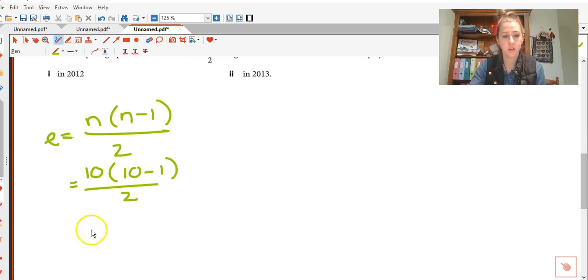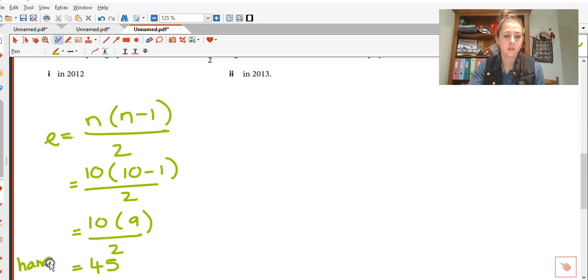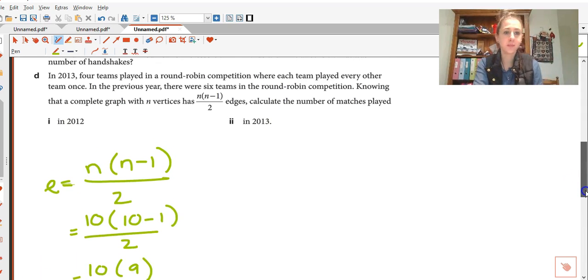So, of course, 10 multiplied by 9 over 2. So we've got 90 divided by 2 gives us 45. So handshakes are going to be 45. So hope that makes sense so far.